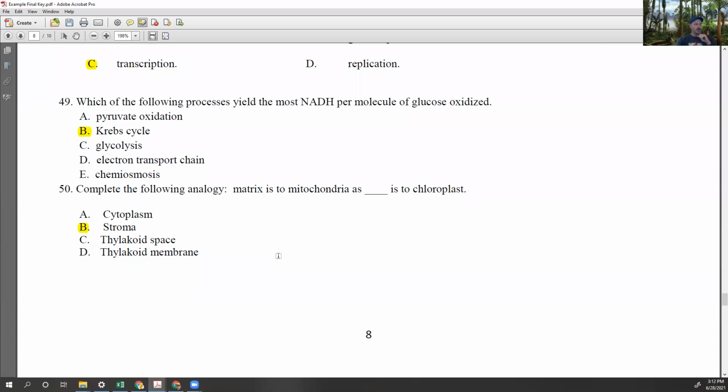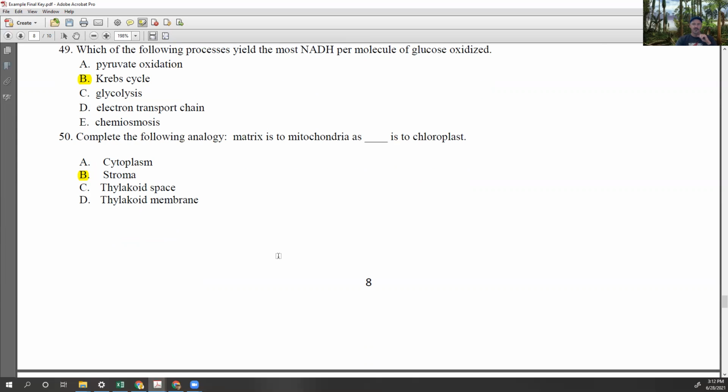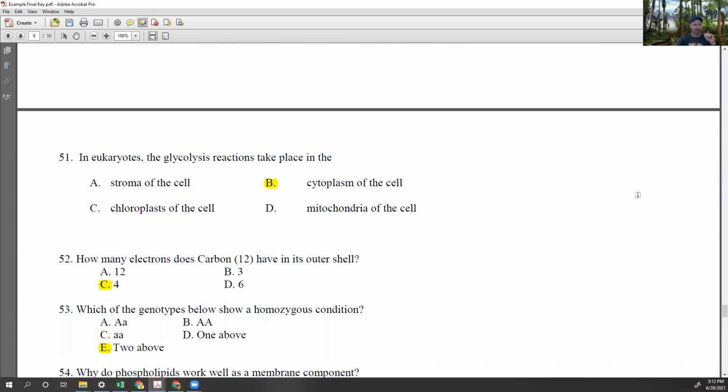That's number 50. Complete the following analogy. Matrix is to mitochondria as blank is to chloroplast. So where do the hydrogen ions flow through ATP synthase? They flow through ATP synthase into the matrix in the one case and into the stroma in the case of the chloroplast. So the best answer there is B, stroma.